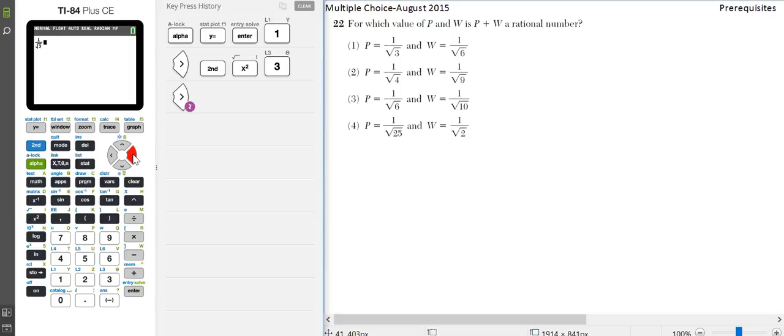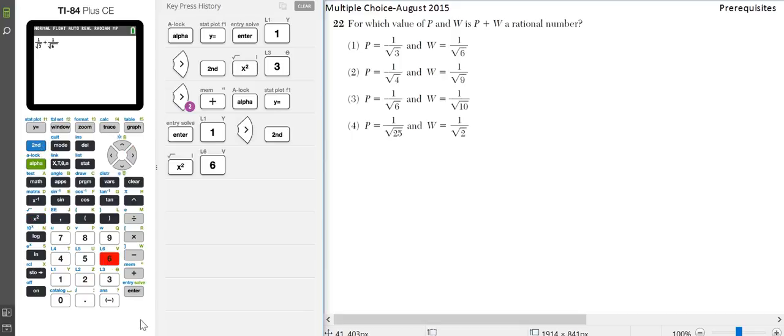Okay, right arrow to get next to the fraction, because we're going to add the other fraction now. Plus, alpha y equals, enter to add another fraction symbol. And the numerator is 1, the denominator is the square root of 6. Enter. This gives us a long decimal, and the calculator could not convert it to a fraction for us.